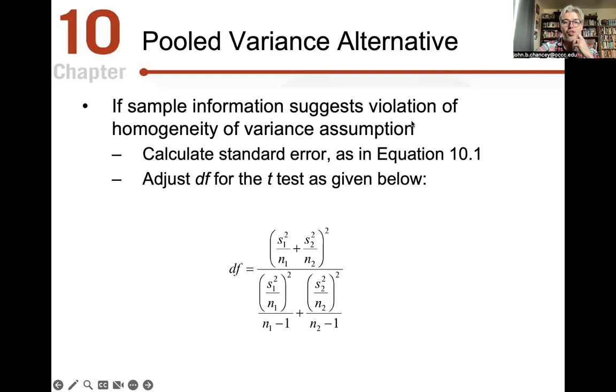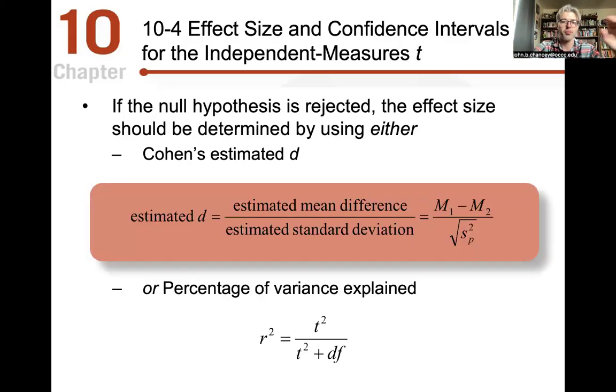If our sample information suggests a violation, you can calculate the standard error with 10.1. You would adjust the degrees of freedom for your t-test. Instead, you would use this equation, which is a heck of a lot more complicated. But if we violate that homogeneity of variance assumption, we have to follow another step using this equation here. So our degrees of freedom are going to look much different. Okay, so other things we can do: we can measure the effect size in terms of confidence intervals or Cohen's d, or we can even look at the percent of variance through R squared.